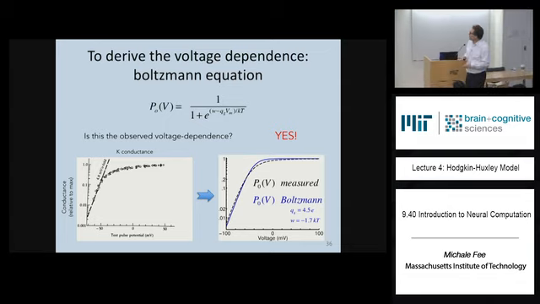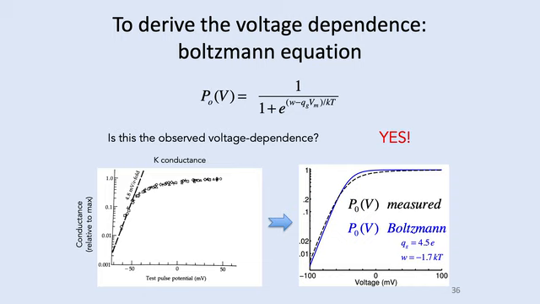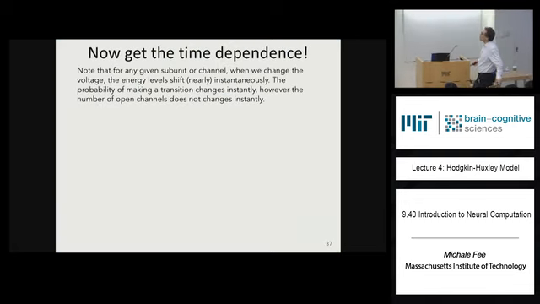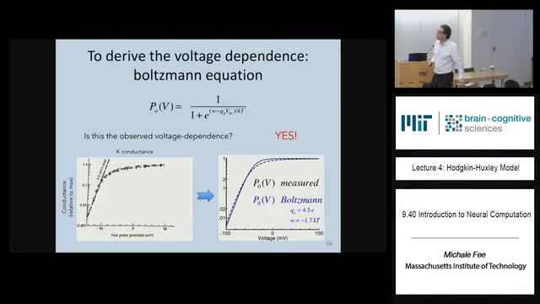Okay, so you can extract these quantities, the gating charge and this energy difference in the zero voltage state. And the fit is very good. So that's voltage dependence.